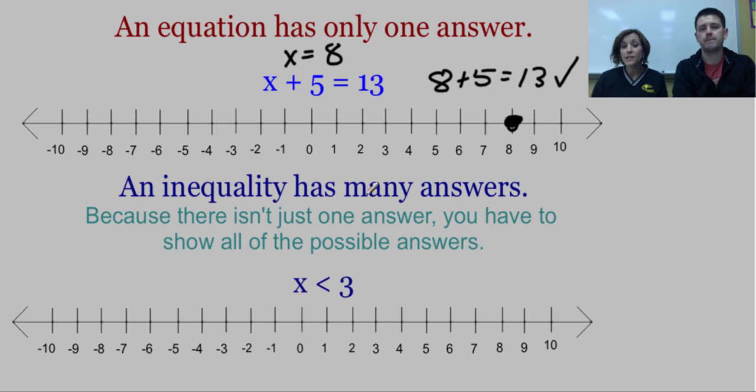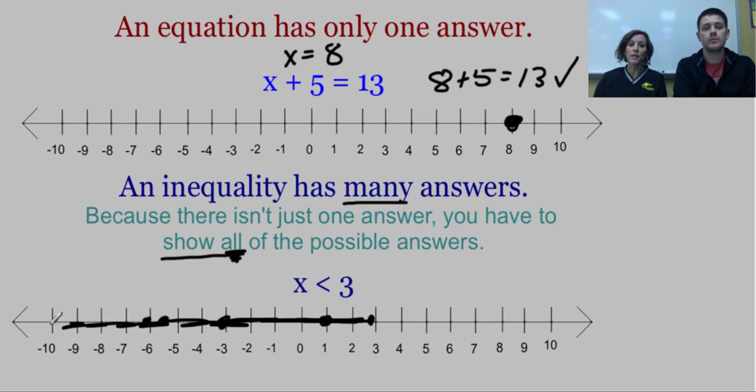Now that we've mastered that, we're starting to change it up a little bit. An inequality has many answers. Because there just isn't one answer, we need to show all of the possible answers. So if the statement was x is less than 3, x could be 1, x could be -3, it could be -5.5, -6.01, whatever the case may be. Really close in, it could be 2.999999999, right close to the 3. There's just an infinite amount of answers that it could be. So an inequality has many answers while an equation only has one. If you could get the difference between those two in your notes, that would be great.